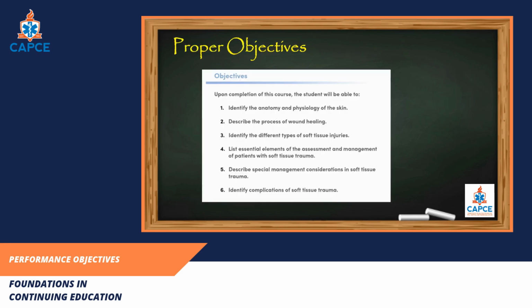Here is an example of properly written performance objectives adhering to rules 1 and 2. Note how they clearly describe, in performance terms, the desired outcome of instruction. Now let's look at some examples of improperly written objectives with their proper counterparts immediately following.